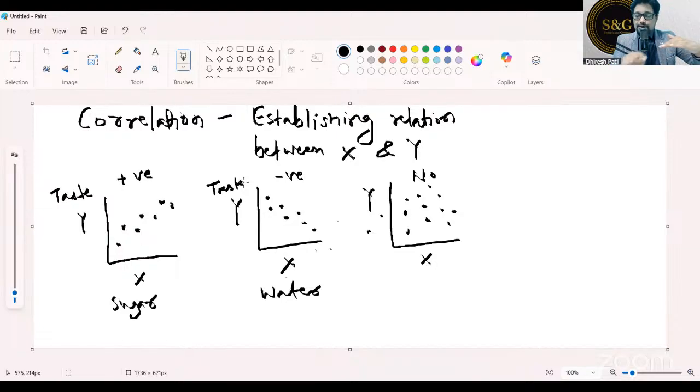So more time on social media, fewer marks scored. It is called negative correlation. So X is increasing, Y is decreasing. If study is increasing and Y is also increasing, it's a positive relationship, and this is called a negative relationship. And what is no relationship?